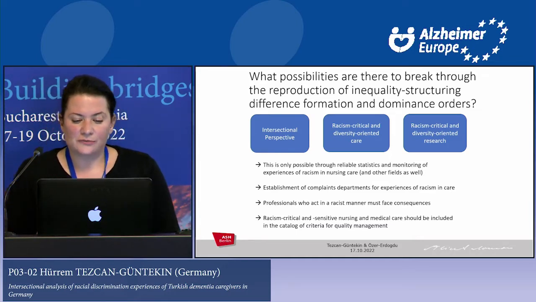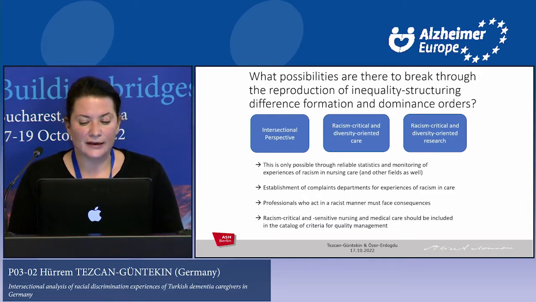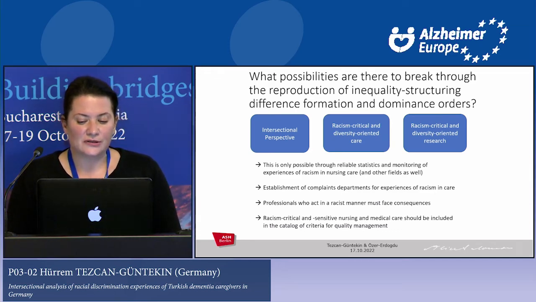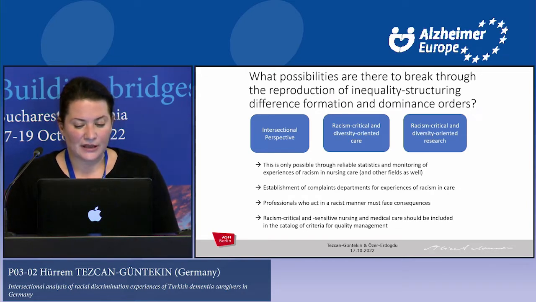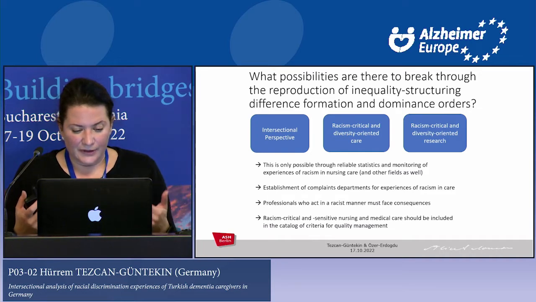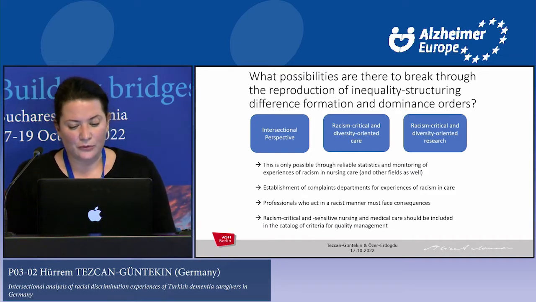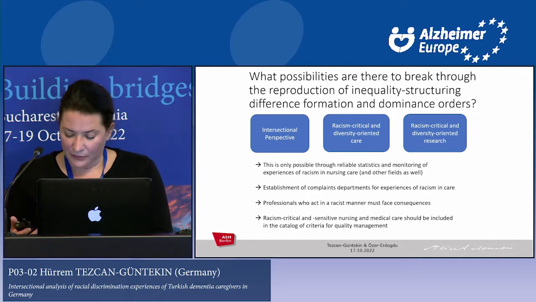And this is only possible through reliable statistics and monitoring of experiences of racism in nursing care and other fields as well. Establishment of complaints departments for experiences of racism in care. And professionals who act in a racist manner must face consequences. They don't face consequences at the moment. We need a different catalog of criteria for quality management, which includes racism-critical and sensitive nursing and medical care. So, with this, I thank you very much for your attention.